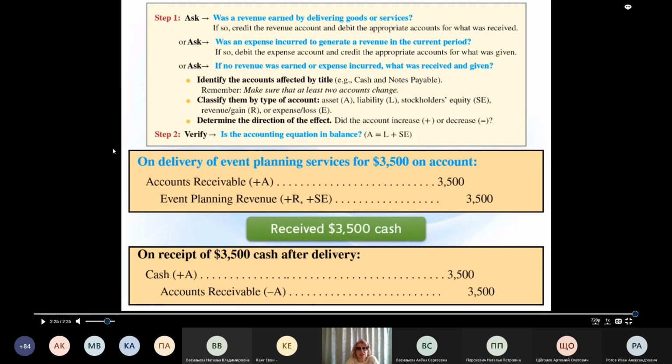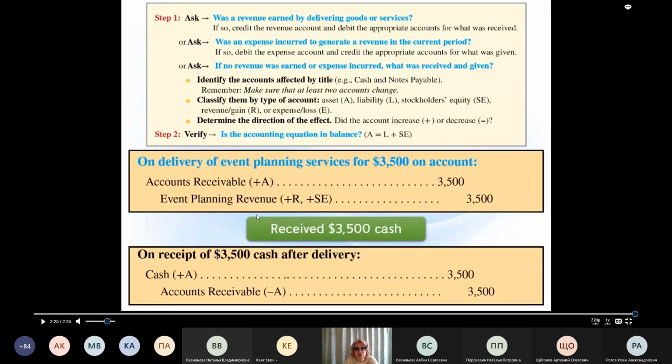So if there is a positive answer for the first question and the revenue was earned, we should credit the revenue account and debit the appropriate account for what was received. It could be cash or a promise to make a payment in the future. In this case, we recognize accounts receivable.